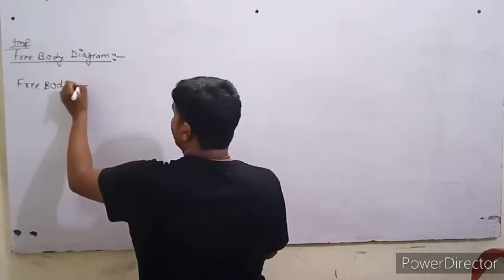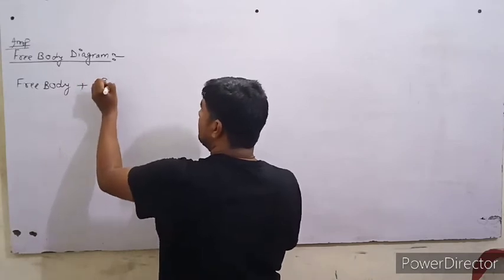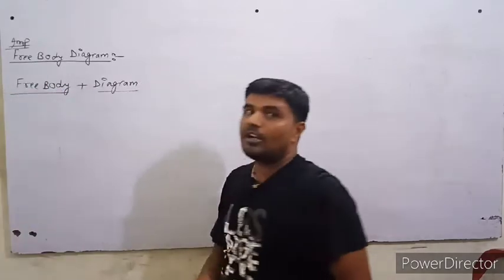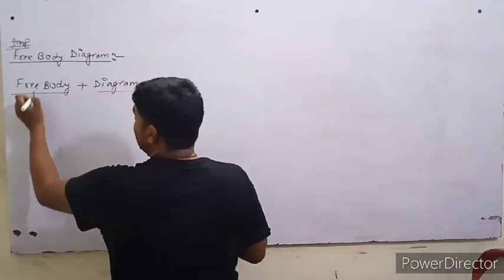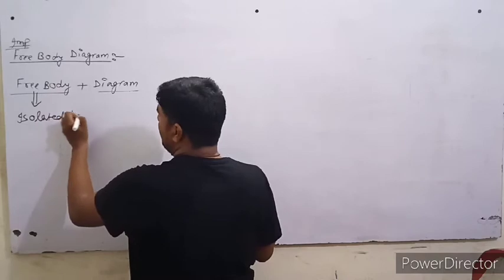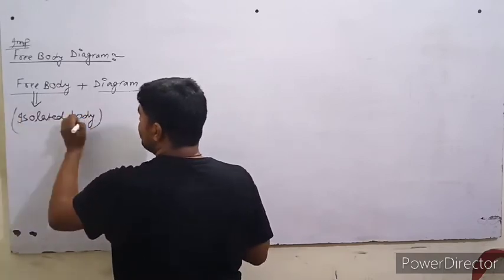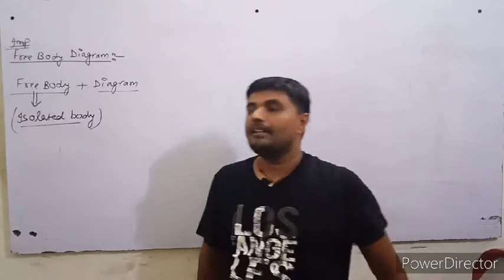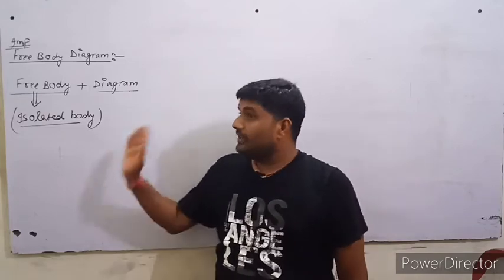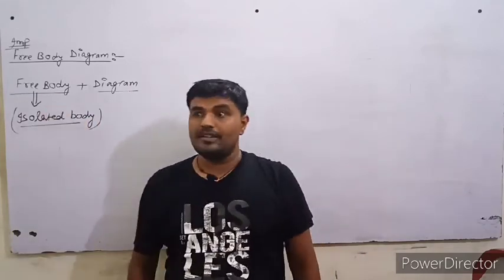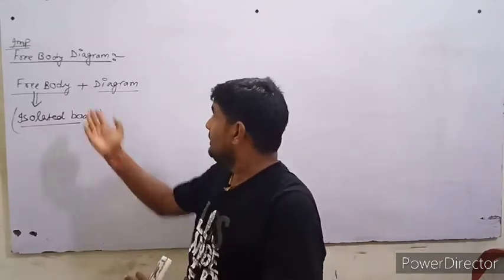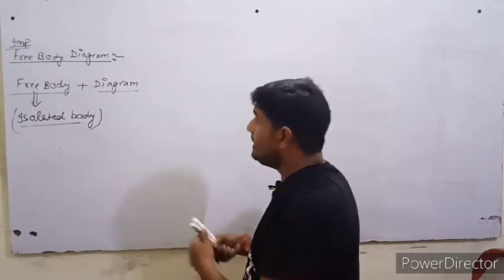Free body diagram is basically a combination of two terms, that is, free body plus diagram. Free body is basically an isolated body. Generally, when a body is subjected to a system of forces, if we remove any types of supports, then the body is known as an isolated body. I will explain this with the help of an example.